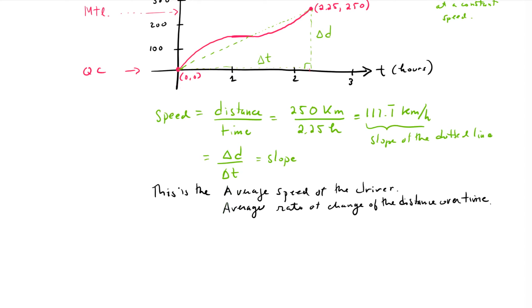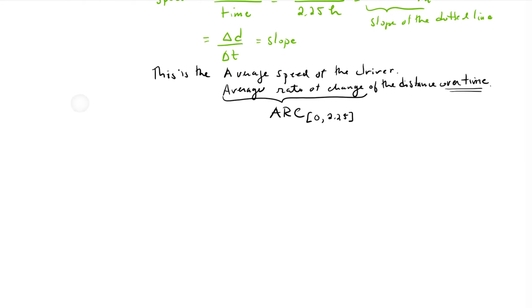Okay. So we're going to abbreviate average rate of change with ARC. And ARC is usually over a time interval or over some interval. So we're going to have an interval AB here, something like that. In our case, A is the initial time 0, and it ends at 2.25 hours. So I will show you another example.